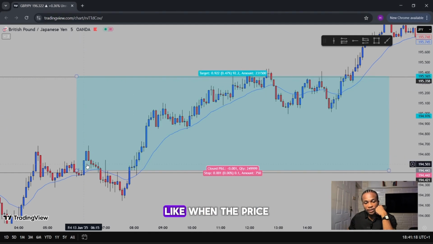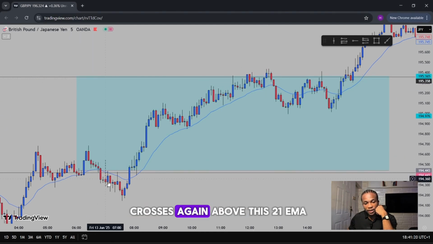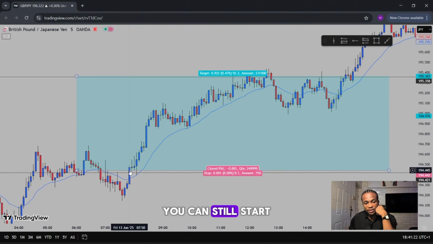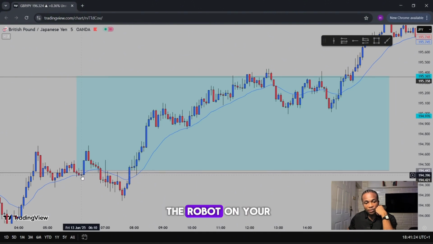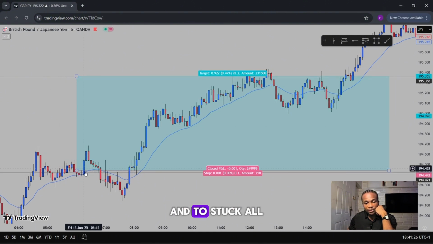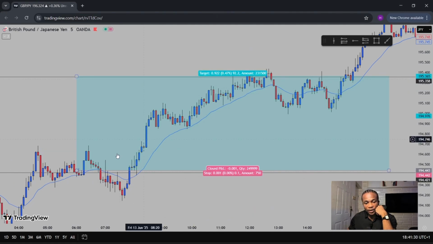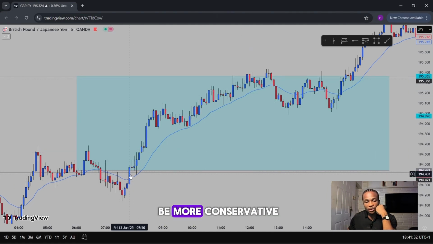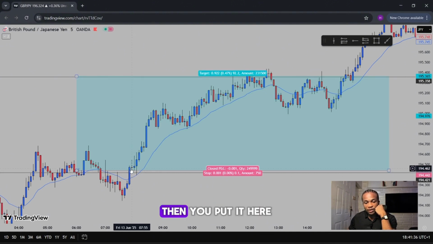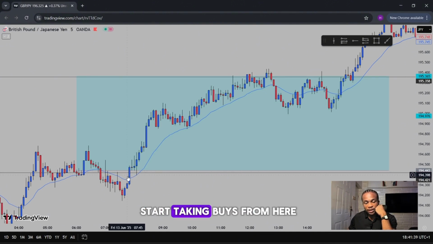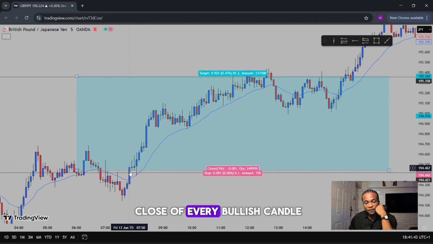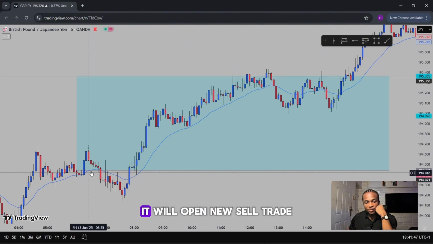But you have to wait. When the price crosses again above this 21 EMA, you can still start from here. You can still put the robot on your chart from here and let it stack all the way to this place. If you want to be more conservative, you can wait for it to cross the 21 EMA, then you put it here, so the robot will start taking buys from here. At the close of every bullish candle, it opens new buy trades, and at the close of every sell candle, it opens new sell trades.